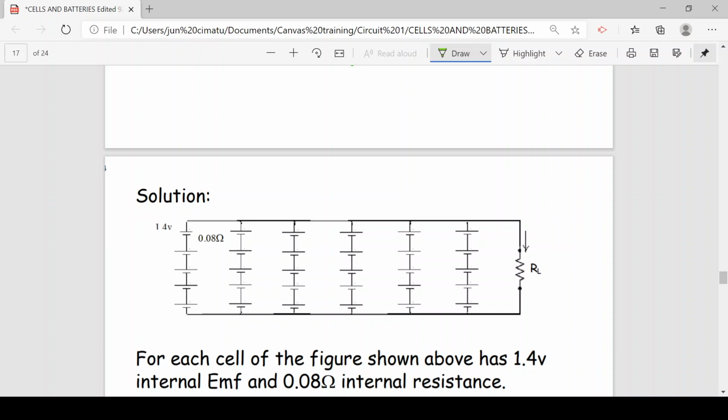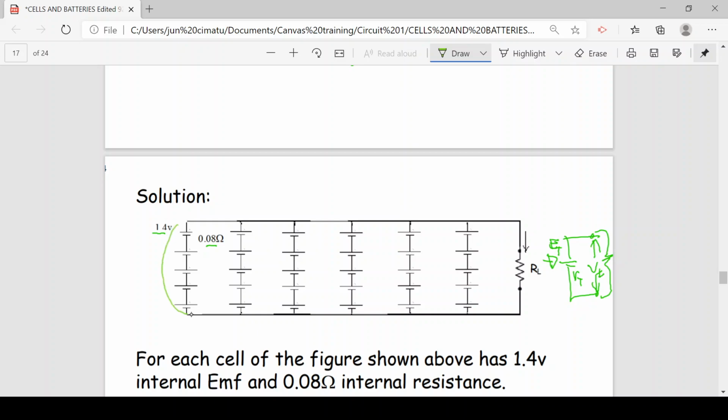The 60 cells, five cells in series. So each cell is 1.4 volts and internal resistance is 0.08. We need to transform this circuit into an equivalent single cell so that we can apply the formula for a single cell. To come up with a single cell, we have to simplify this one step at a time.